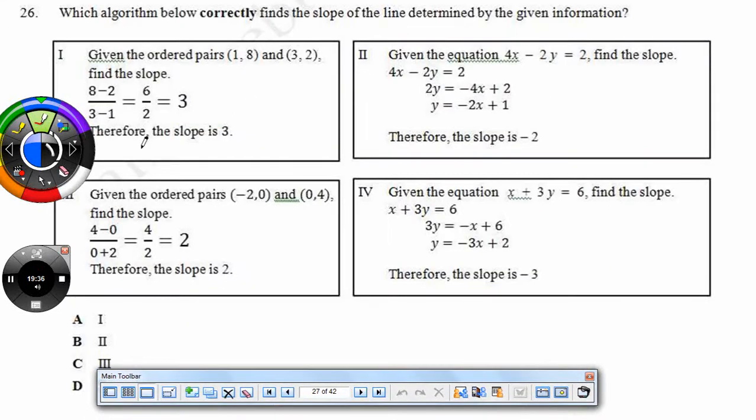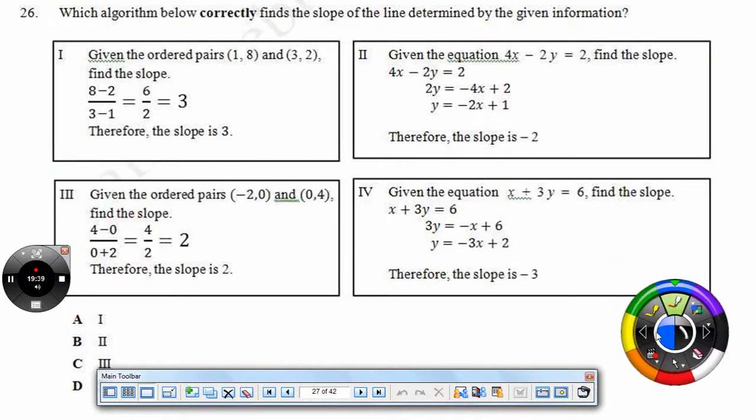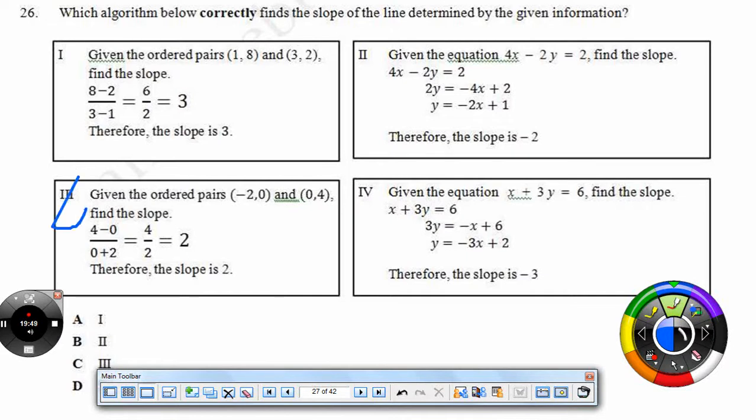26, we're looking for which one of these would correctly give us the slope. There probably are a few that look similar. The only one that's totally correct is this one here, because they did the 4 minus the 0, and then they did the 0 minus a negative 2, which will turn out to be 0 plus 2. 4 over 2 is 2. All these other ones have little mistakes along the way.